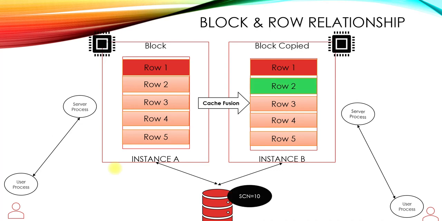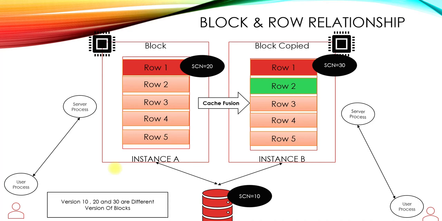So all these blocks will have the system change number. Here you can see the block sitting on the data files on the database. It will be system change number 10. The first block will be system change number 20, and the latest block with row 2 updated will be system change number 30. All the versions of the blocks will be different.